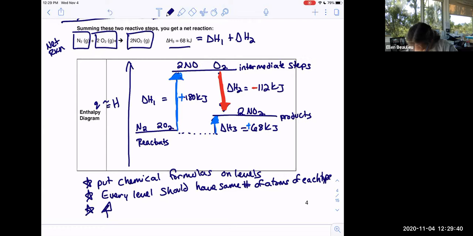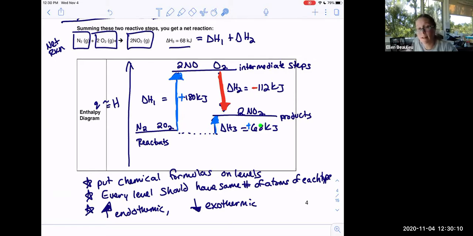Use up arrows for endothermic. Use down arrows for exothermic. And I'm not going to be rigorous, these are drawings after all. So I'm not going to be super strict on this goes up 180, but this only goes down 112. Is this enough space right here? I'm not really going to be strict on that.